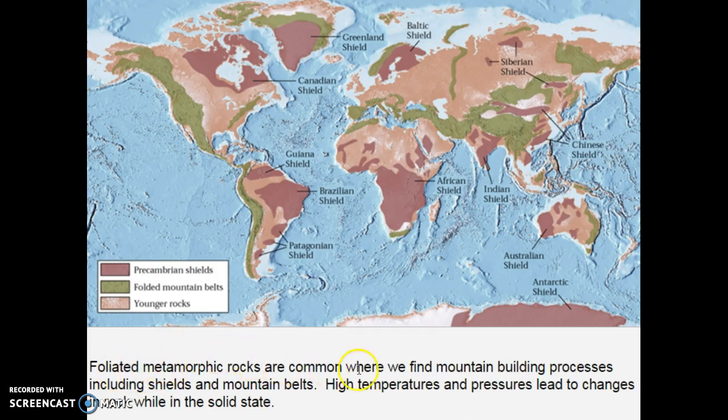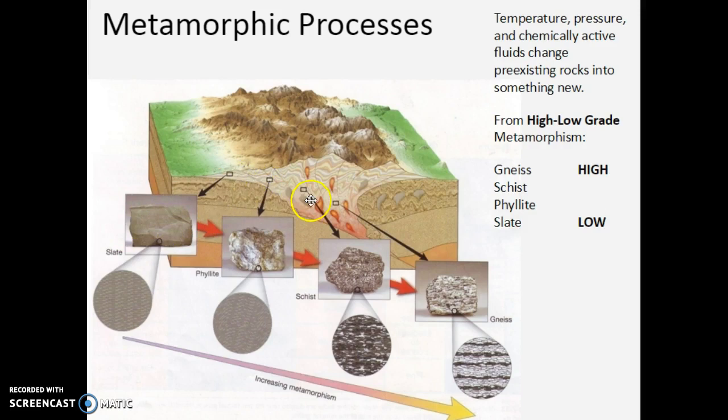Foliated metamorphic rocks are common where we find mountain building processes, including shields and mountain belts. High temperatures and pressures lead to changes in rock while in the solid state, and that's very key. They're still solid. They don't melt. If they melt, that's what defines it as igneous. So here we can look at temperature, pressure, and chemically active fluids changing pre-existing rock into something new.